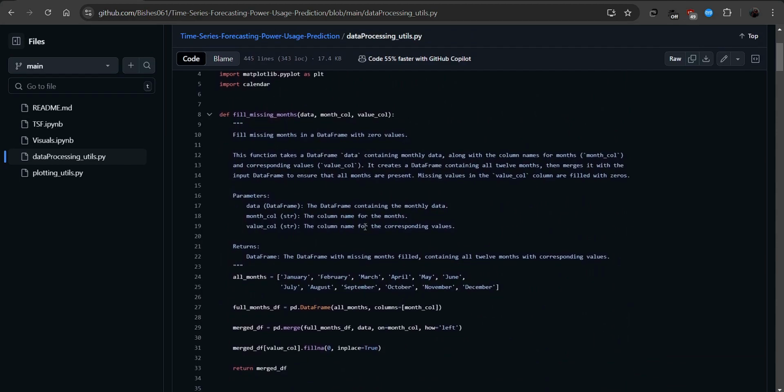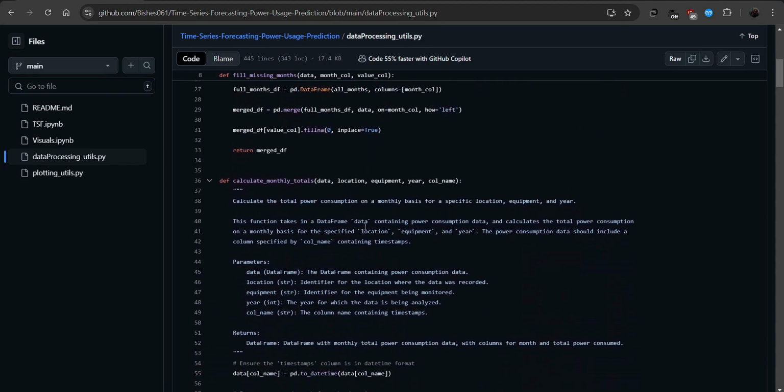Beginning with data preprocessing and feature extraction. The first step of the project involved data preprocessing using custom Python functions. Let me summarize the key parts. Filling missing data. I utilized a function to ensure no gaps in the dataset by filling missing ones with zero values. This is critical for the accuracy of forecasting models.